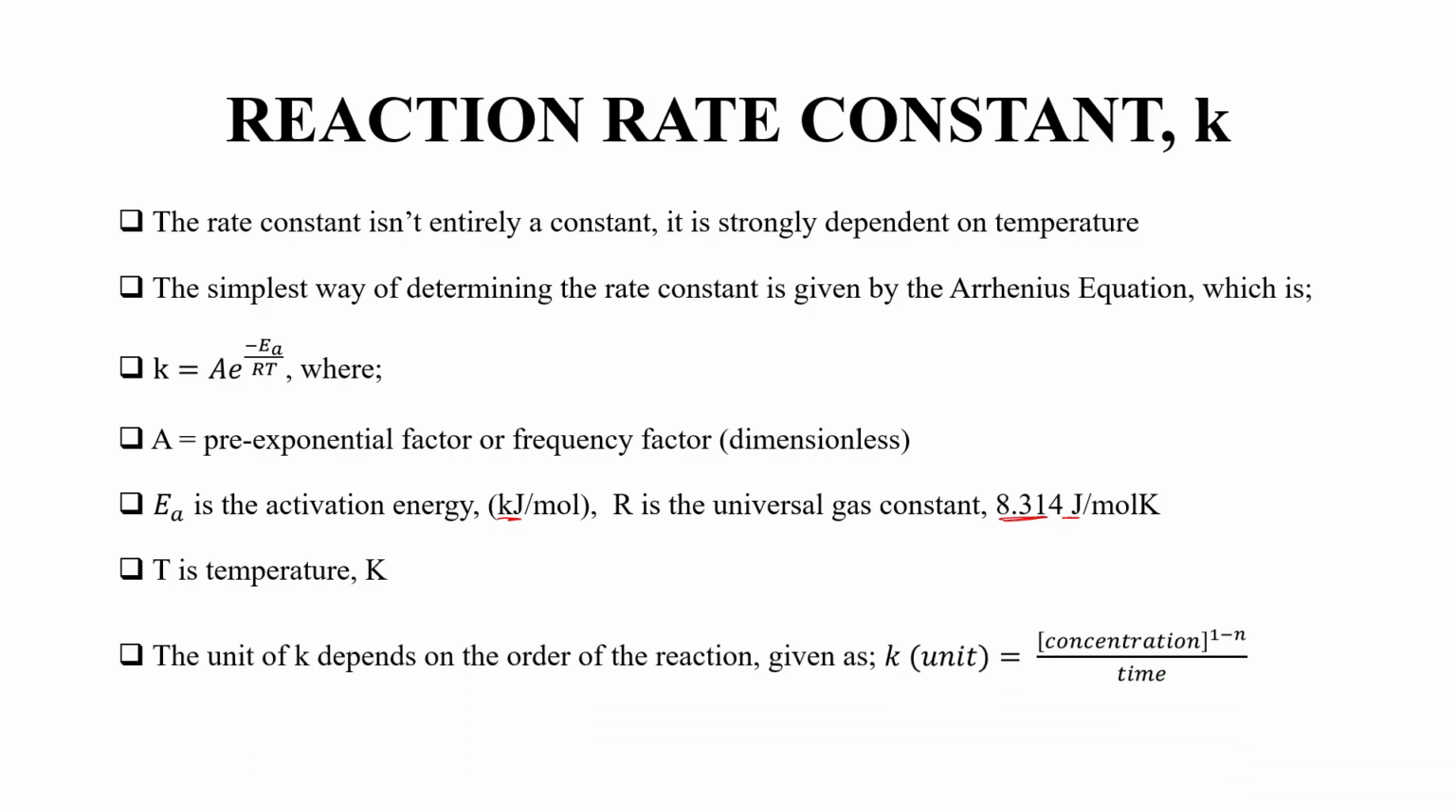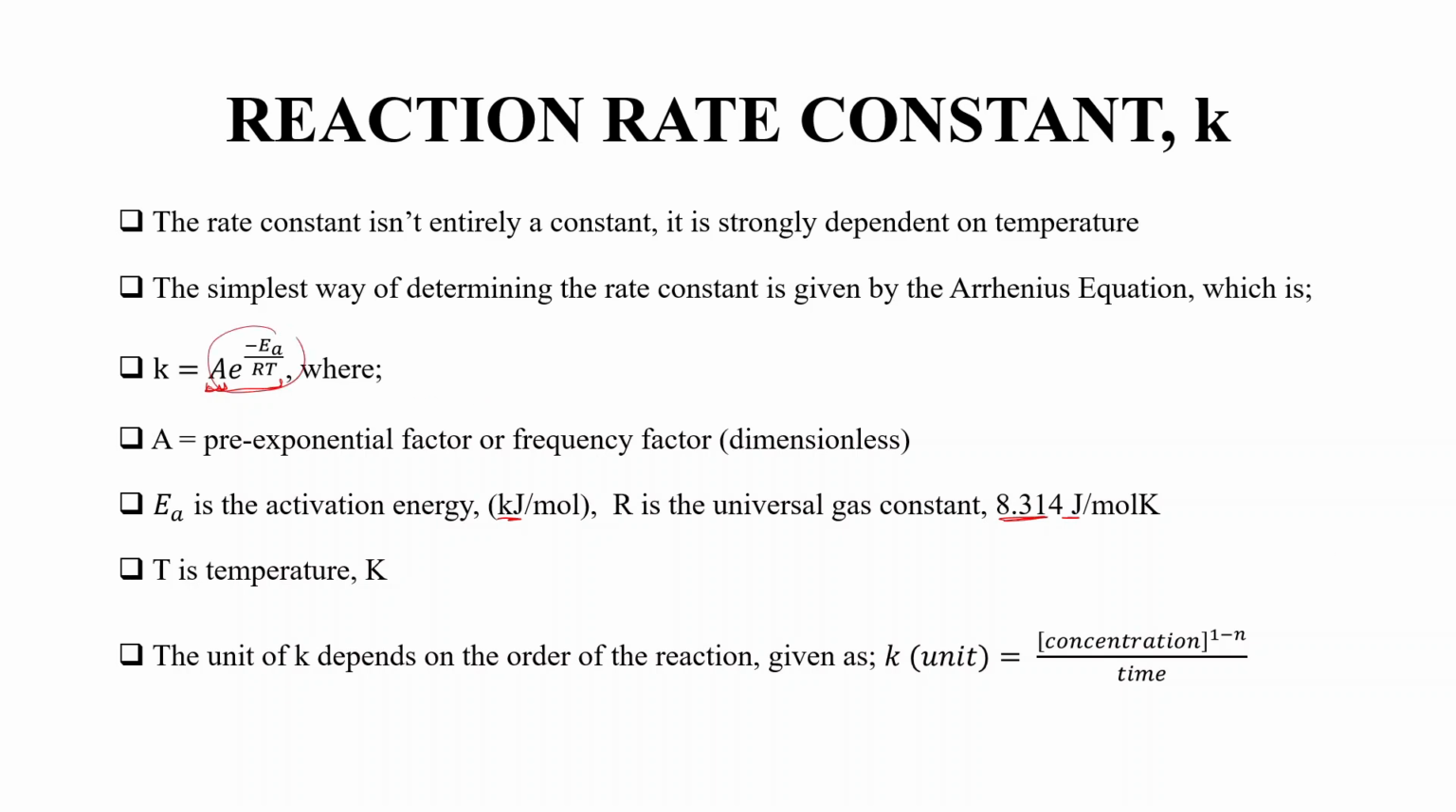Now, after calculating all this, how do we determine the unit of K? The unit of K depends on the order of the reaction. Realize that A is dimensionless, and the exponential of a function is also a dimensionless quantity. So when you multiply these, you get a dimensionless quantity. But K is not dimensionless. It depends on the order of a reaction. So you can't determine the unit of K based on this formula.